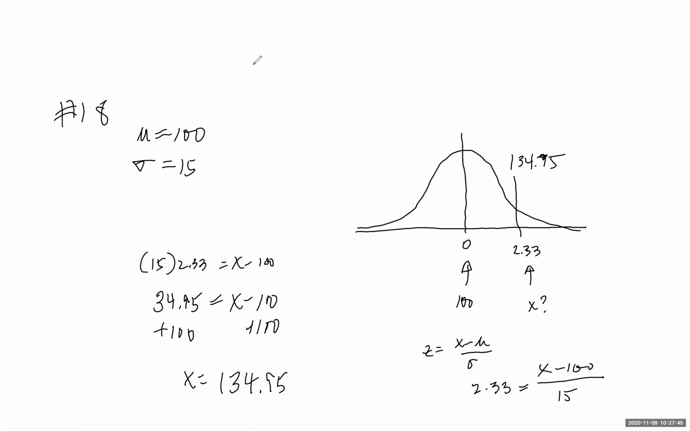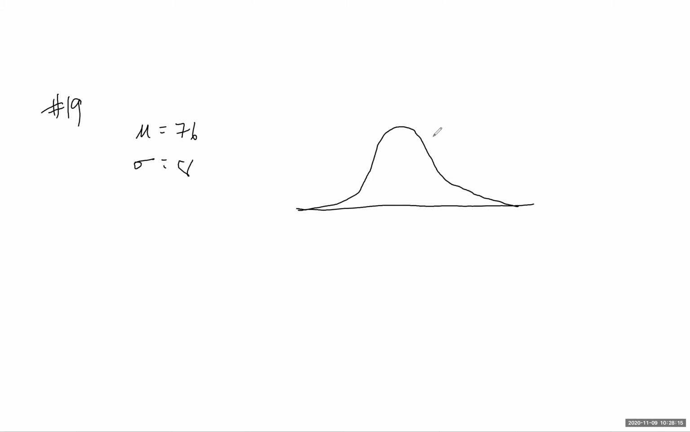Let's try another one on the review, number 19. The score on a mathematics exam has a mean of 76, a standard deviation of 8. Find the X value that corresponds to the Z score 2.575. So they want to know what score corresponds to 2.575 standard deviations above the mean.